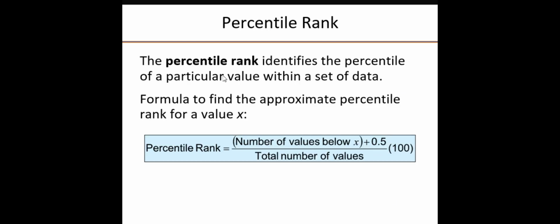That's fine. Coming to the percentile rank. You want to know, for a specific value or observation, what is its rank from a percentile perspective. It identifies the percentile of a particular value within a data set. So the formula for that is the number of values below x, plus half, divided by the total number of values, times 100. Let's have an example here.